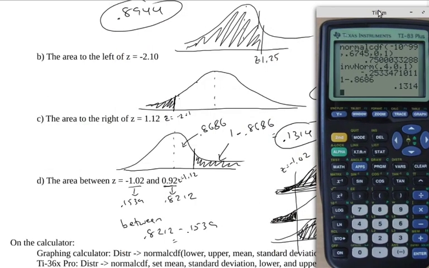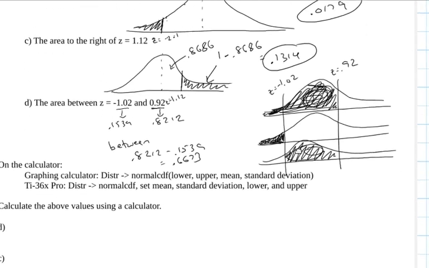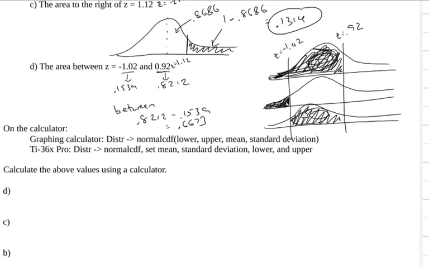So we'll do 0.8212 minus 0.1539 to give us 0.6673. Even if you're doing this on the calculator, you're not going to be looking these values up in the chart, but this sort of thought process is still very helpful, which is why I think it's a good idea to go through it.